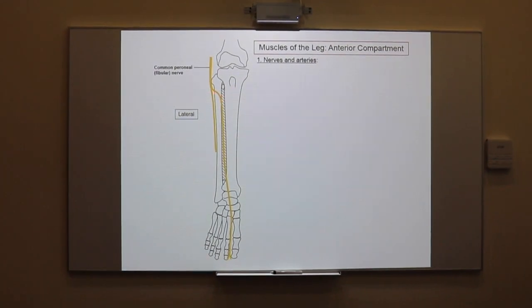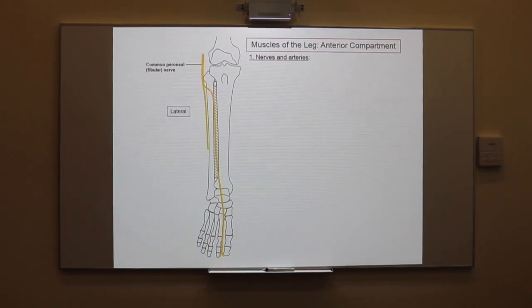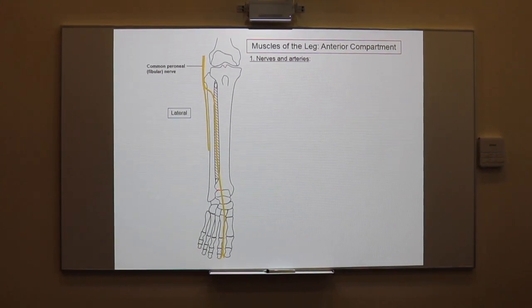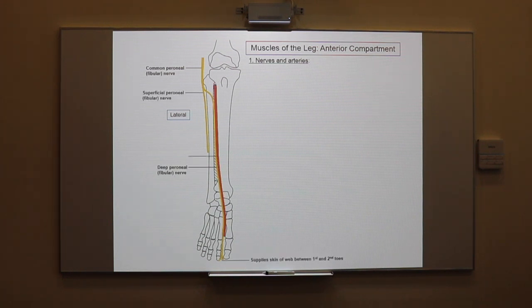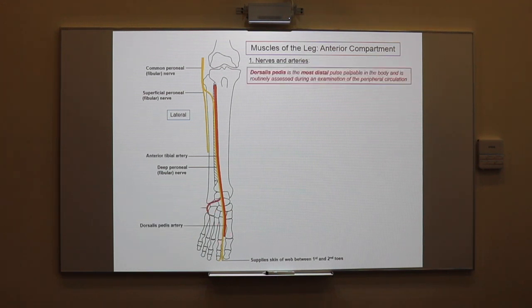The deep peroneal nerve, after piercing the peroneus longus muscle, will come into the anterior compartment of the leg, supply all the three muscles in the anterior compartment of the leg, and will run along with the artery which is called the anterior tibial artery. So you would see that the deep peroneal nerve is running with the anterior tibial artery, which as it passes through the ankle joint, will become the dorsalis pedis artery.